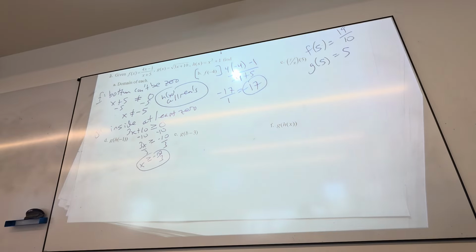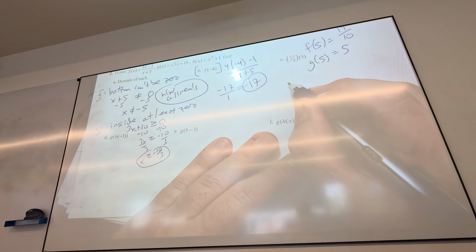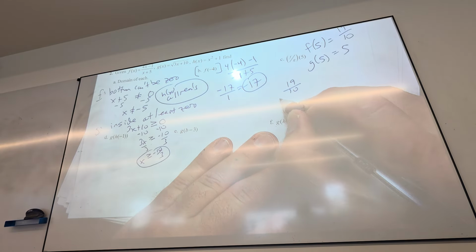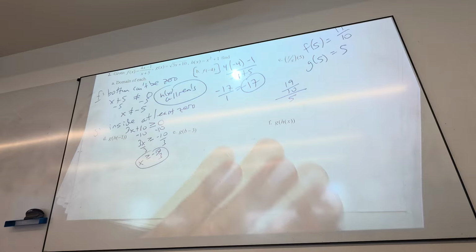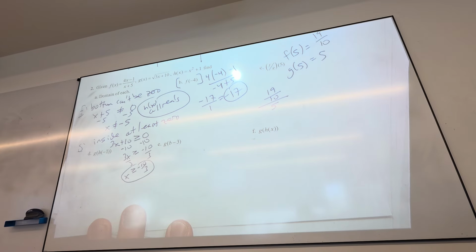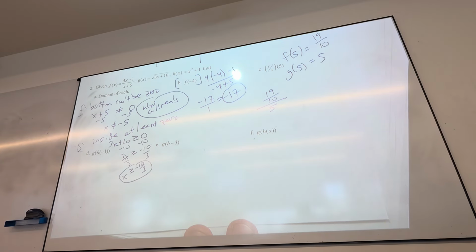If I write this exactly the way it would be, it would be 19 tenths divided by 5. How excited are you guys about that? So excited, John. Everything comes out of your mouth. It's amazing.